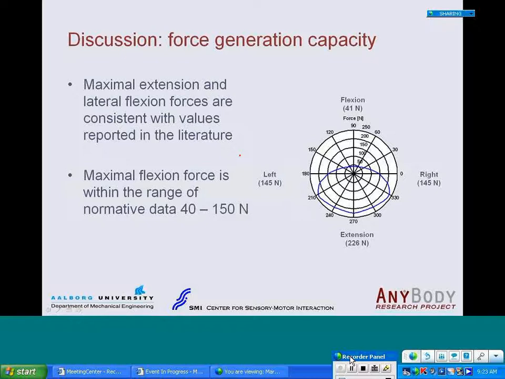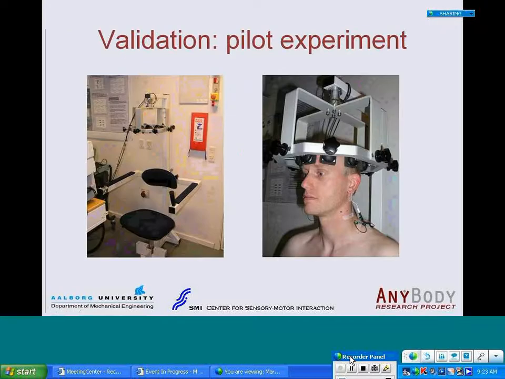So then we have done some more thorough validations, and at least we have started to do that at Aalborg University. And we're still in a pilot phase. We have done some pilot tests. So we use here a device where you can put the head in and clamp the head, and then we can measure the forces in frontal and extension flexion directions.